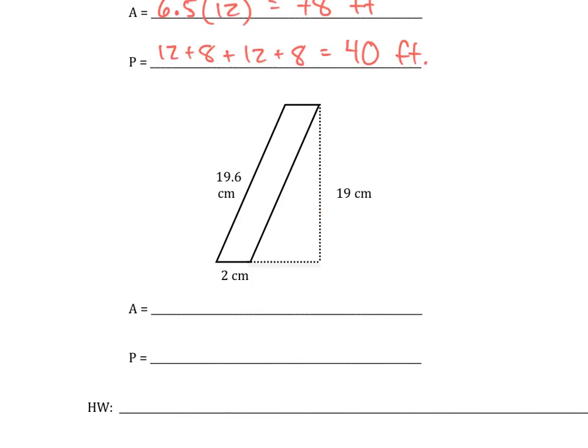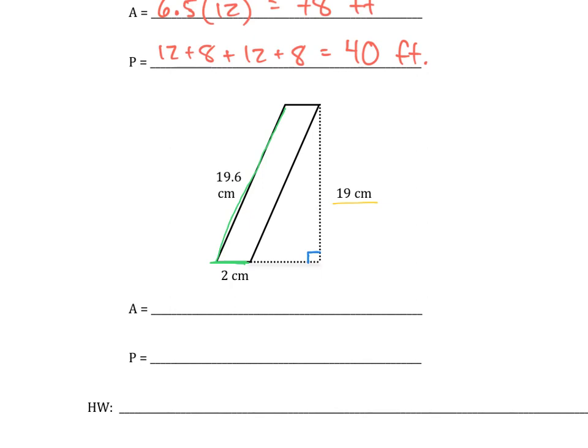All right, this example, obviously a parallelogram. Here we have a base of 2 centimeters. And then we have the other side length, which is 19.6. But then we have this third measurement of 19 centimeters. And it's important to know that this dotted line is perpendicular with that dotted line.